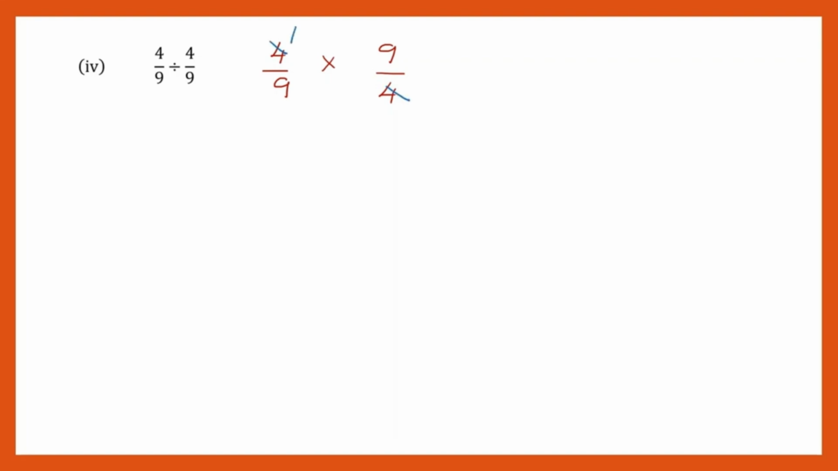4 ones are 4, 4 ones are 4. We can cancel 9 and 9. They're in the tables of 9. 9 ones are 9, 9 ones are 9. Now let's multiply the numerators. 1 ones are 1 and here we have 1 ones are 1, which is equal to 1.